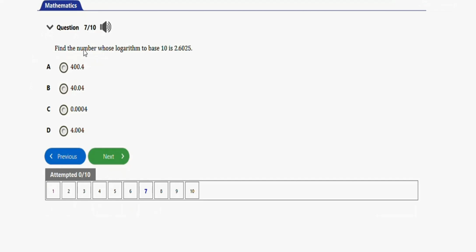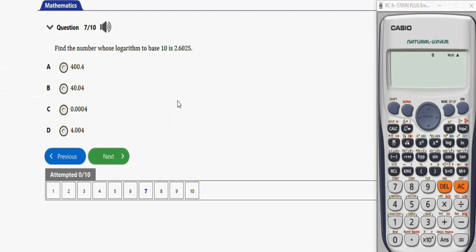So it says find the number whose logarithm to base 10 is 2.6025. Let's bring a calculator and solve this, guys. So for this question, we have logarithm. We make use of this log function. The base is 10. We can find a number whose logarithm to base 10 is this.